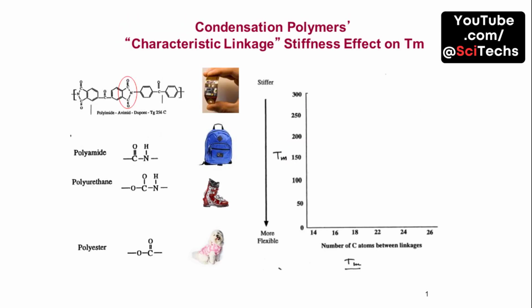Condensation polymers exhibit stiffness due to their characteristic linkages. This slide shows how the number of carbon atoms between linkages influences the melting temperature and flexibility of the polymer.